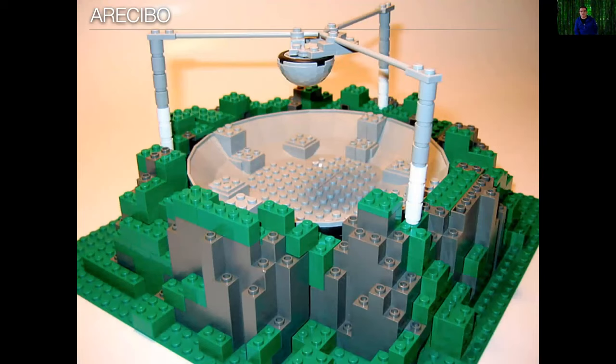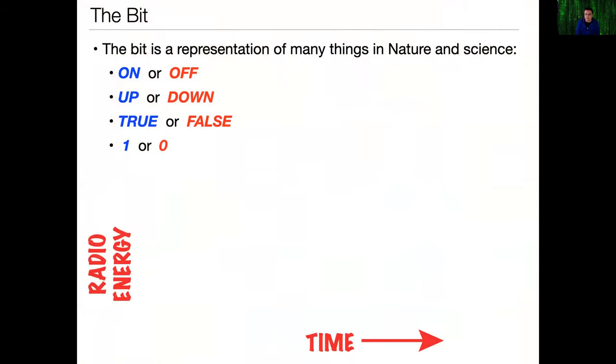So how do you construct a signal to send from a telescope like the Arecibo telescope? The basic foundation of our signal is the bit. A bit is basically a representation of anything that can be represented in one of two possible ways. On or off, that is a bit representation. It's either one way or it's the other. Up or down, true or false, or in the case of the bit, 1 or 0.